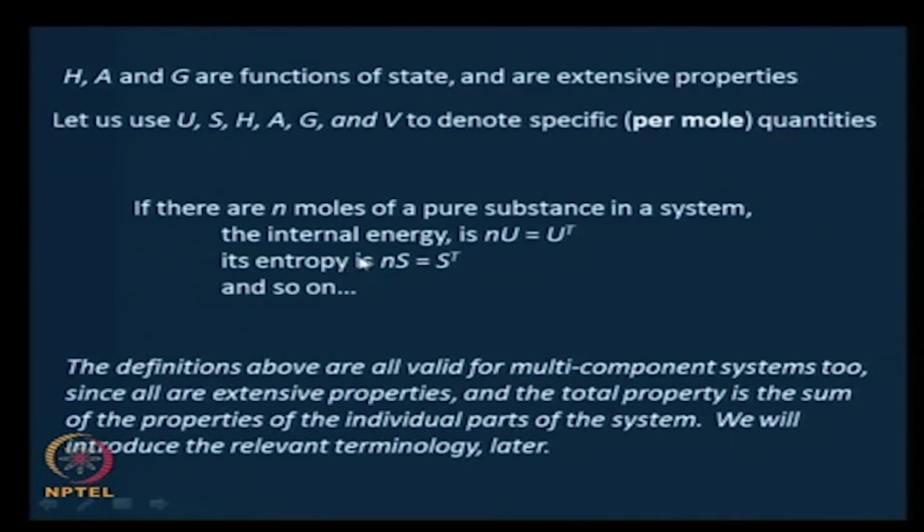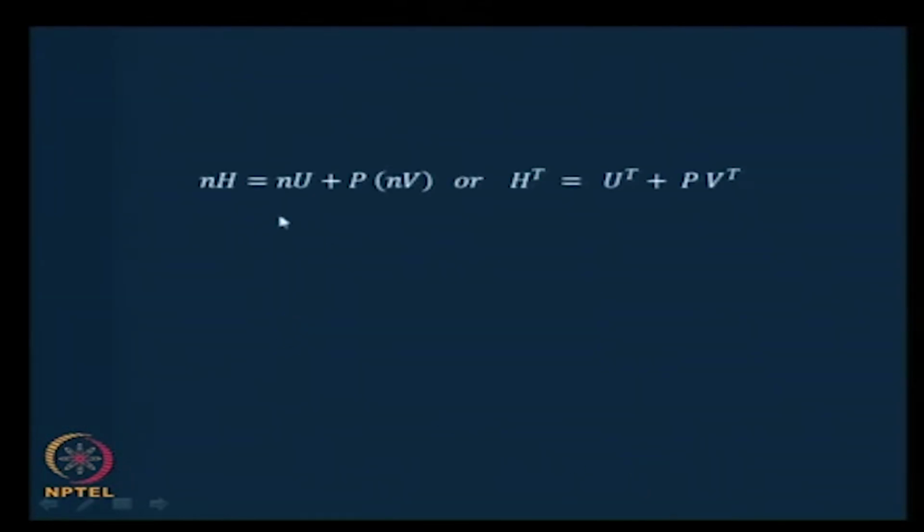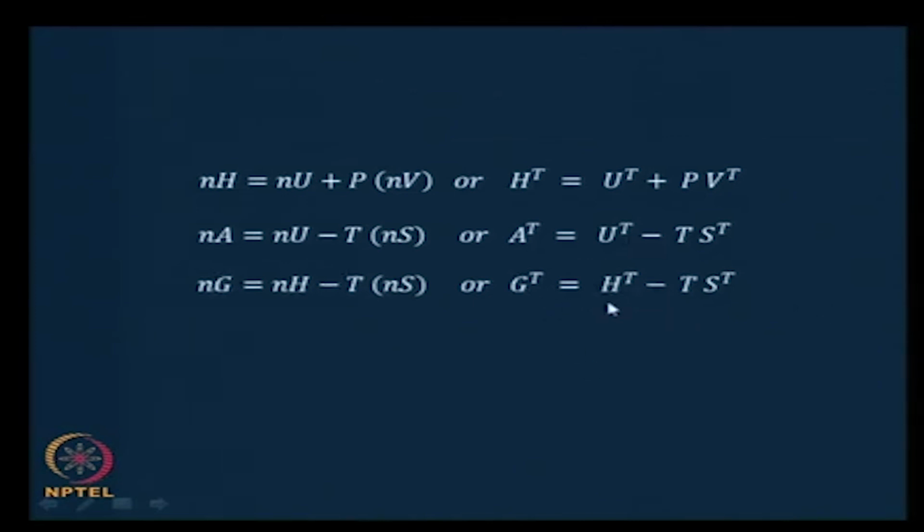And the definitions above, Ut, St and so on, are all valid for multi-component systems too, since all are extensive properties, and the total property is the sum of properties of individual parts of the system. Going by that, we said nH equals nU plus P times nV, or we use this terminology in the later parts of the course. Ht, the total enthalpy, is Ut plus P Vt. This is intrinsic, so there is no T here. Similarly, At is Ut minus T St, and Gt equals Ht minus T St.